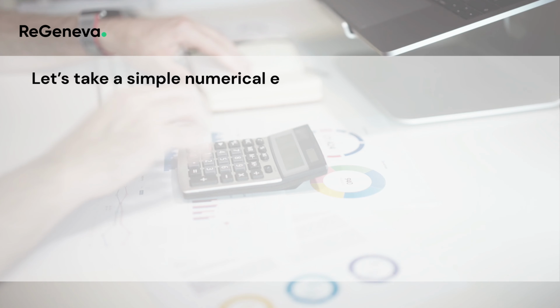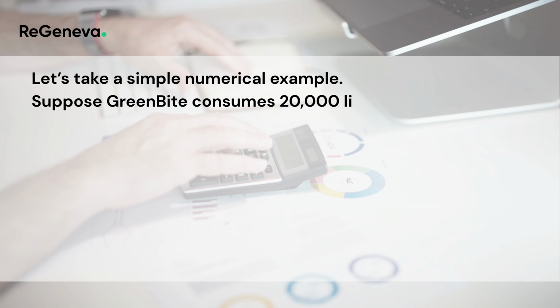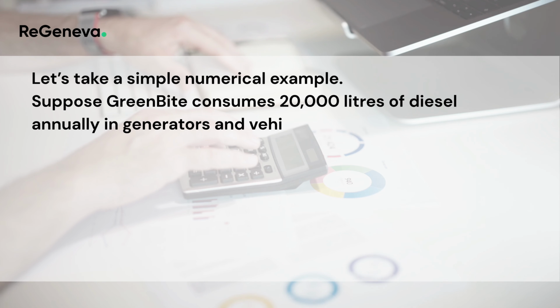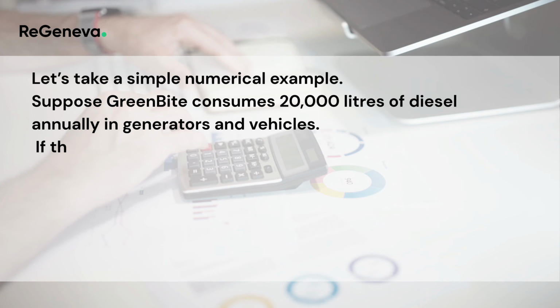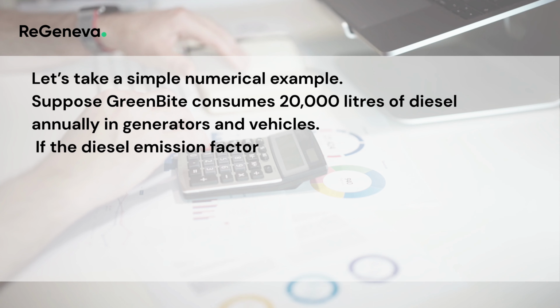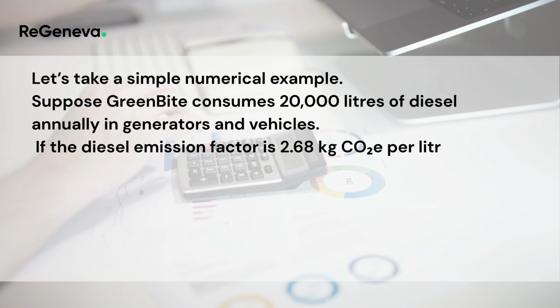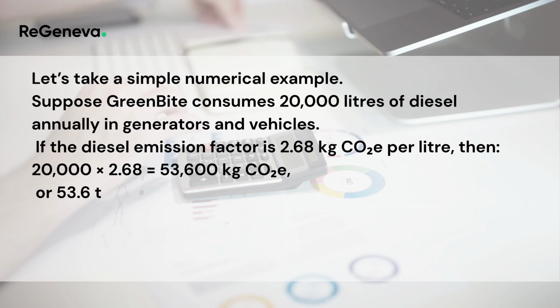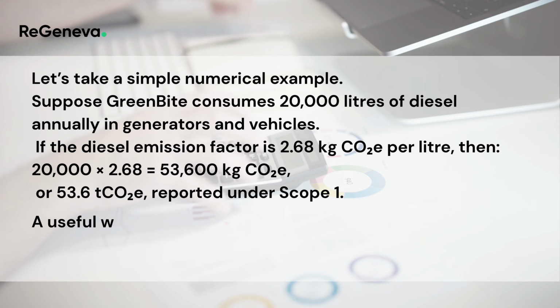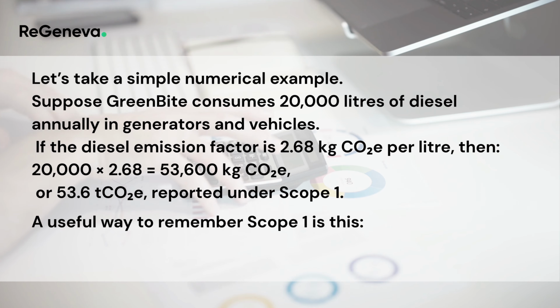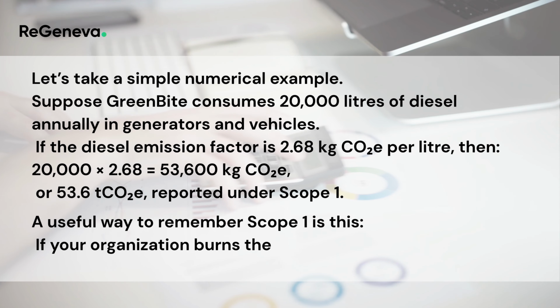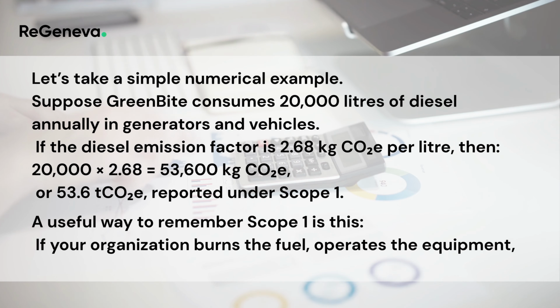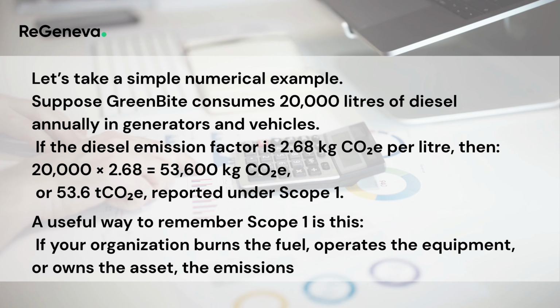Let's take a simple numerical example. Suppose Greenbite consumes 20,000 liters of diesel annually in generators and vehicles. If diesel emission factor is 2.68 kg CO2 equivalent per liter, then the total GHG emissions would amount to 53.6 tons CO2 equivalent reported under Scope 1. A useful way to remember Scope 1 is that if your organization burns the fuel, operates the equipment, or owns the asset, the emissions are Scope 1.